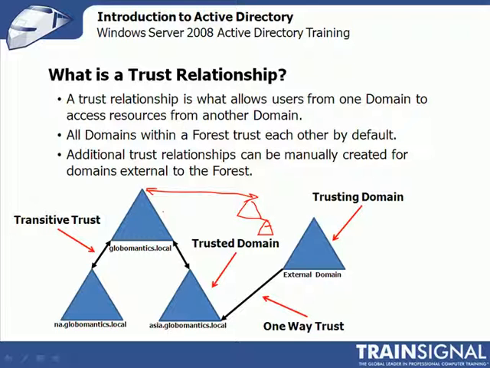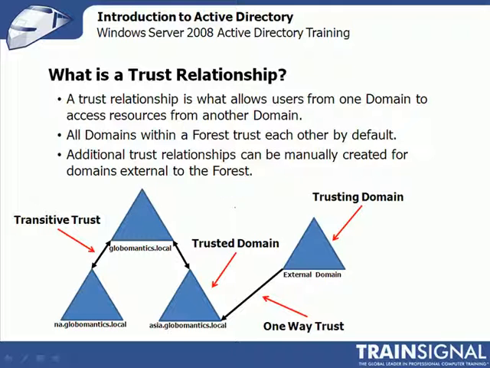The first domain in a tree, that top domain, that parent domain, is what's known as the root of that tree. The root of each tree has a two-way transitive trust relationship with the root of other trees. And to be even more specific, the first domain created in the forest is what's known as the forest root domain. And it's that domain that has the two-way transitive trust relationship with the root of every other tree.